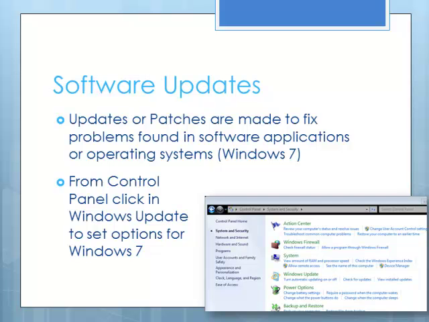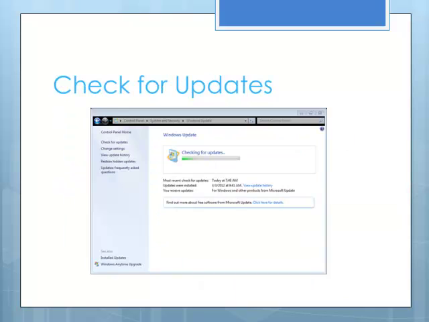You always want to keep your software up to date, and to do that, you're going to want to install any updates or patches that are made available by the software and operating system manufacturer. In Control Panel, you can click on the Windows Update. This is how you can keep your operating system up to date. You can click on Check for Updates. That will tell you if there are updates that are available since the last time you downloaded and installed the updates.